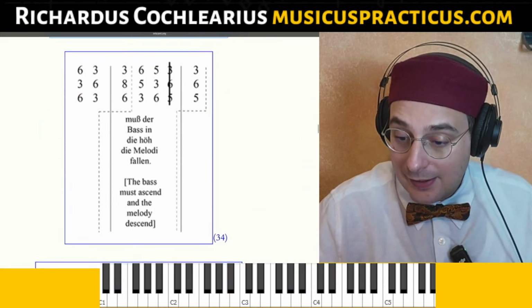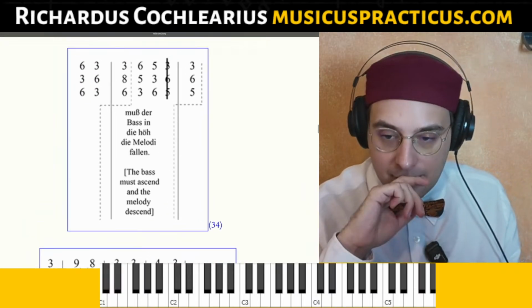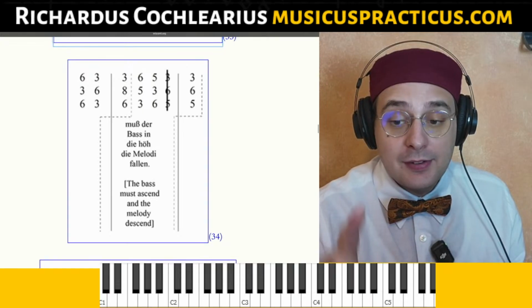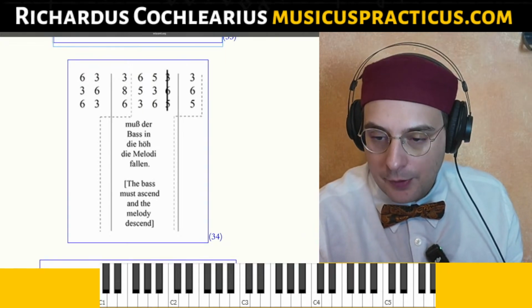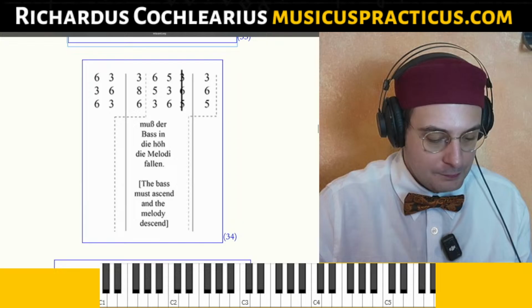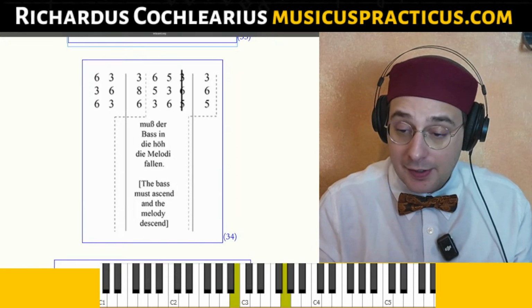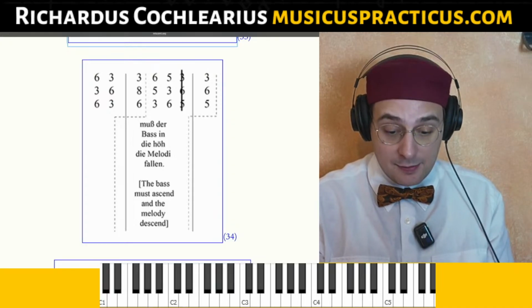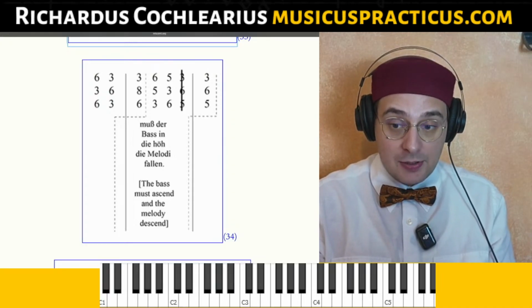Okay, the bass must ascend and the melody must descend. If we have 6, 3, 6, so let's see the first example. 6, 3, 6. Let's take B. 6, 3, 6. The bass must ascend and the melody must descend.